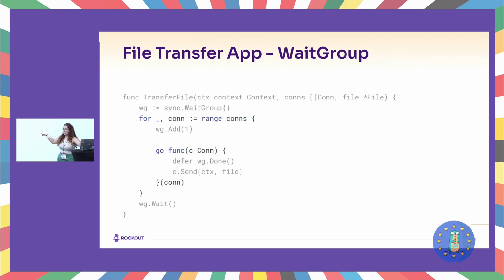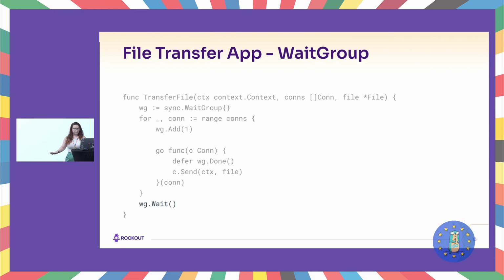We're going to create a closure, right? Iska mentioned this, that because of the way for loops are, if we don't capture the variable, it's going to always be the last variable from the cons array. So do that, important. And then we're going to send the file over the connection, and once that's done, we're going to call the done method. Pretty cool. In our primary Go routine, we'll just wait for all those connection sends to finish.